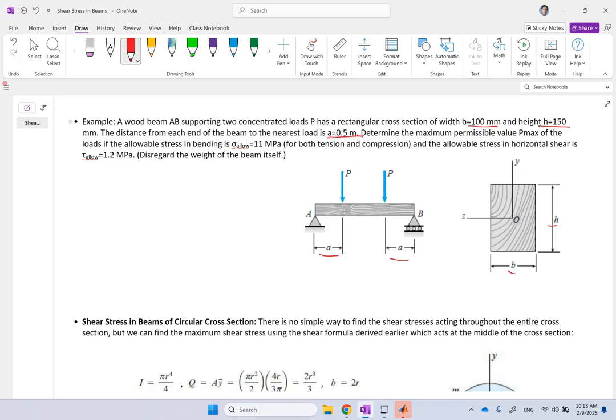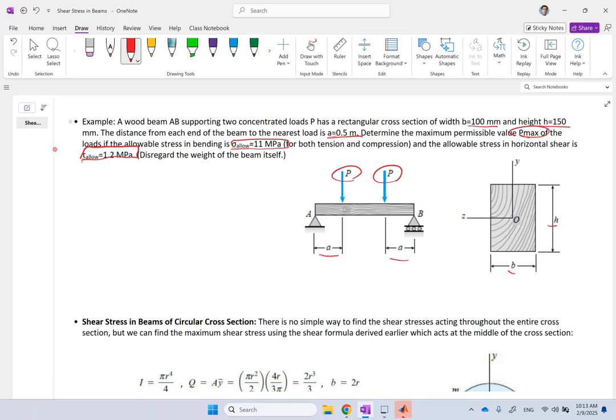And what we need to do is, for this beam, the maximum allowable normal stress is 11 megapascal, and the maximum allowable shear stress is 1.2 megapascal. Okay? So we want to know for this beam, how much is the maximum force, if they are the same force, how much is the maximum P that you can possibly apply to the beam here.